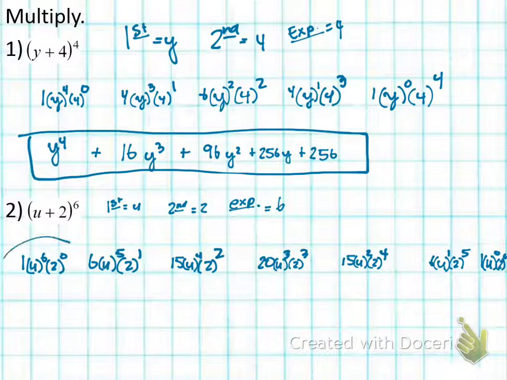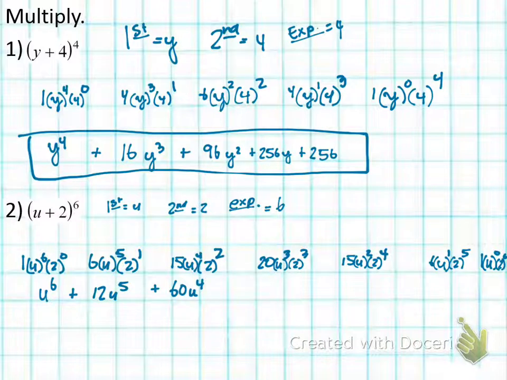First term here, we're focusing on the first term. 2 to the 0 is 1. 1 times 1 is 1. 1 times u to the 6th is just u to the 6th. That's the easiest term, always. Next one, 2 to the 1st is 2 times 6 is 12. 12 times u to the 5th is positive 12 u to the 5th. Next one, 2 squared is 4. 4 times 15 is 60 times u to the 4th, so 60 u to the 4th.